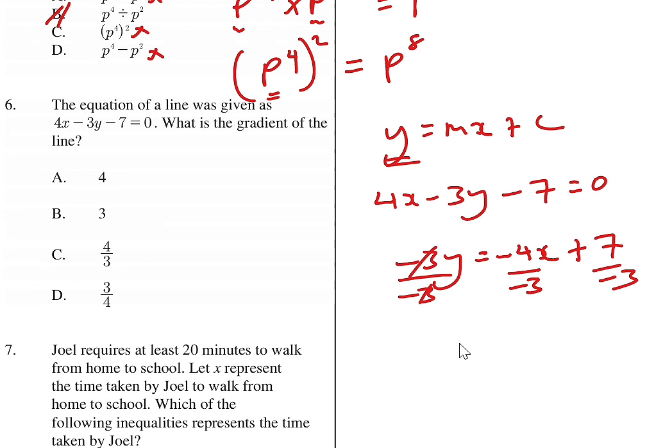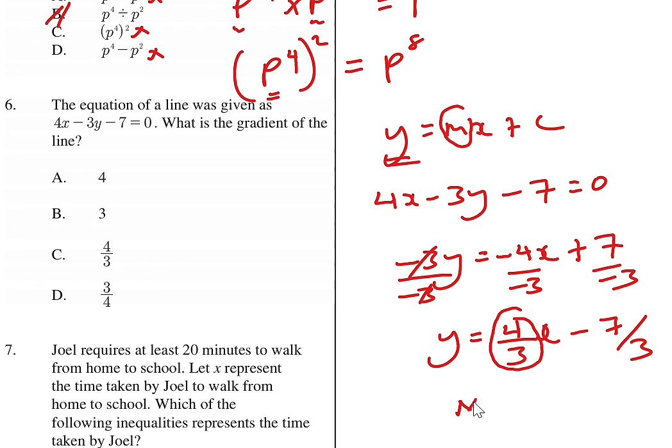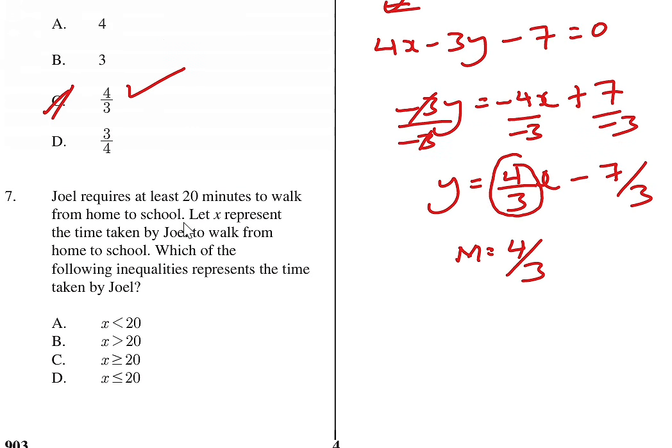So if we cancel, we remain with y is equals to negative 4 over negative 3, which becomes positive. Negative and negative is positive. So it is 4 over 3 x. Positive and negative, if you divide it is negative, minus 7 over 3. And therefore, we want the gradient. Gradient is the number in front of x. So the m is the gradient. So you come here, the number in front of x, you read it. So this is 4 over 3. And therefore, our gradient m is 4 over 3. And therefore, from the options, the answer is C. We continue to number 7.